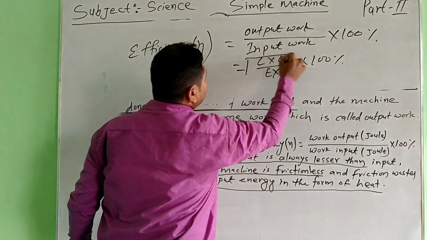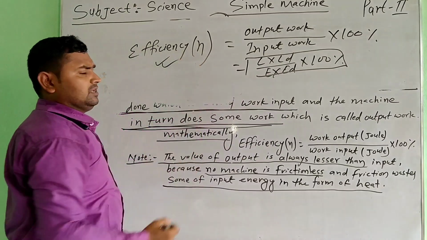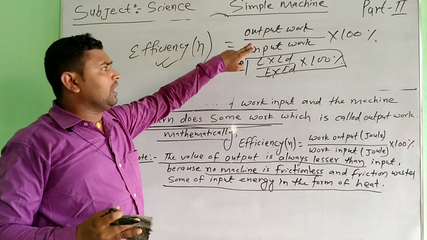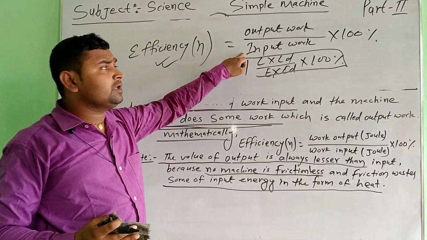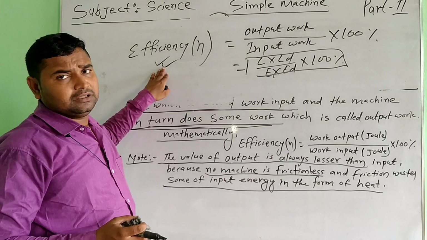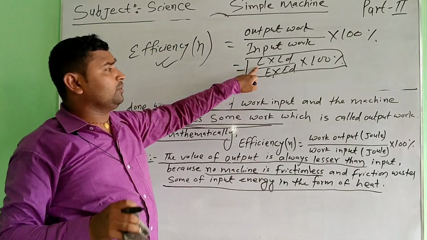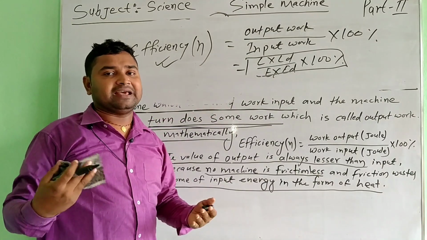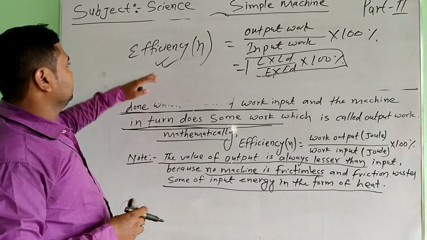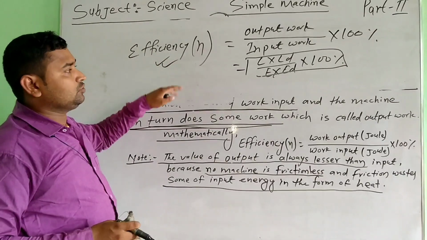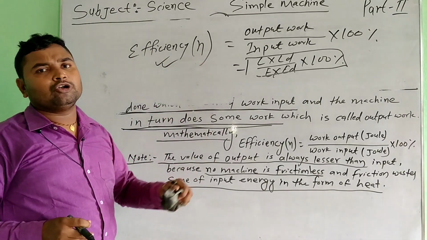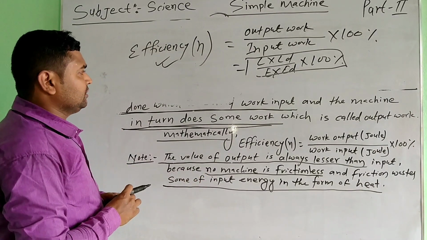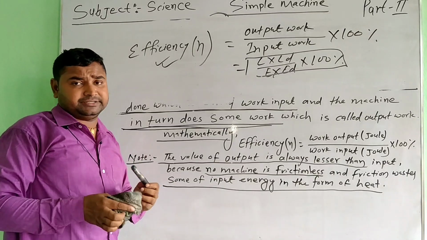In this way we can calculate the efficiency. When in questions the output is given and the input is also given, we have to calculate the efficiency. If load and load distance are given, and effort and effort distance are given, then you can also calculate the efficiency easily. So the formula to calculate efficiency is output work divided by input work into 100%. So now next.